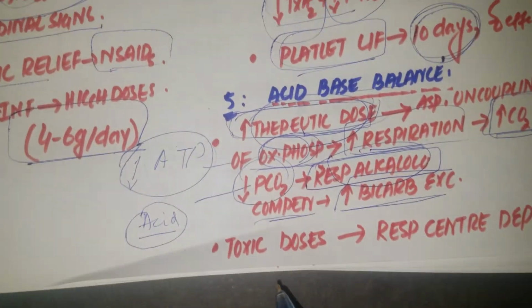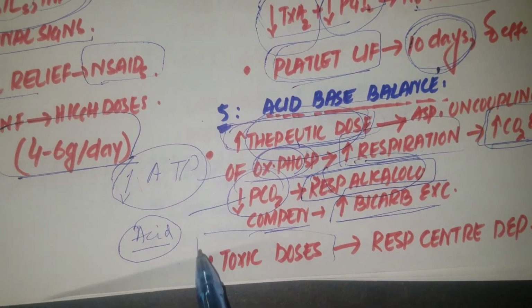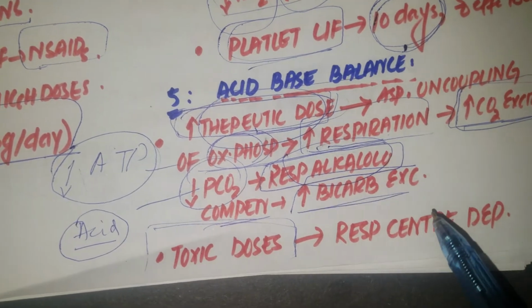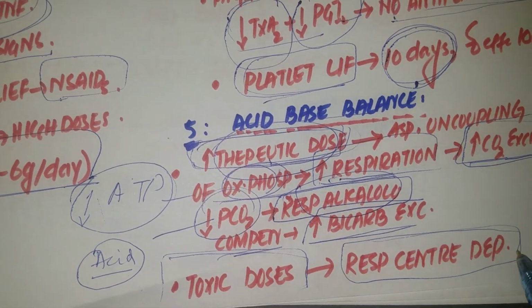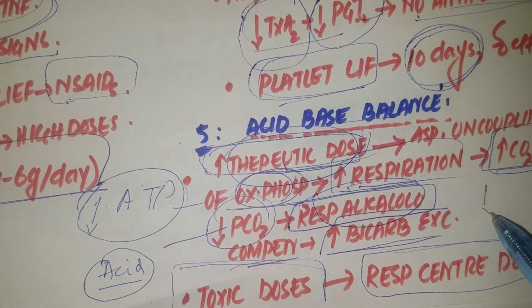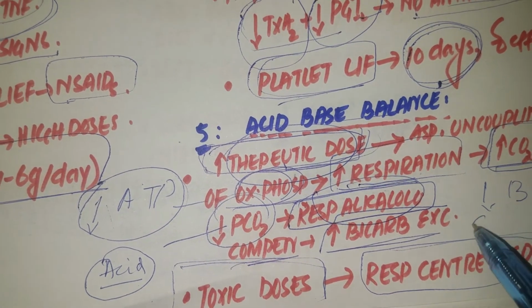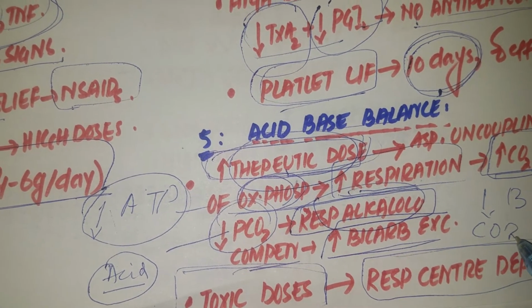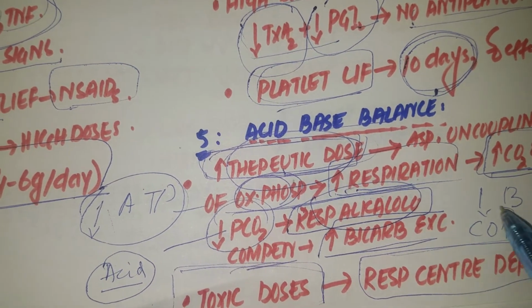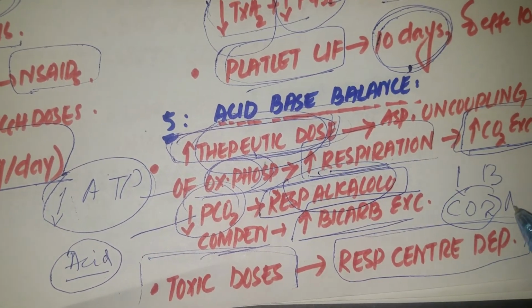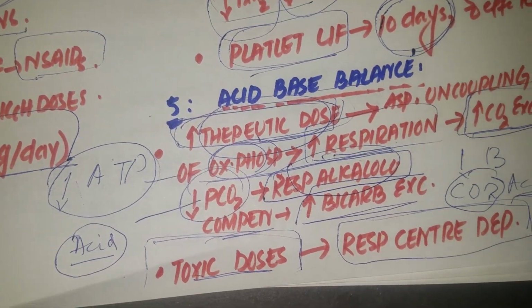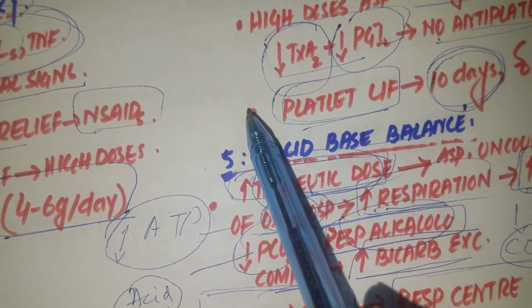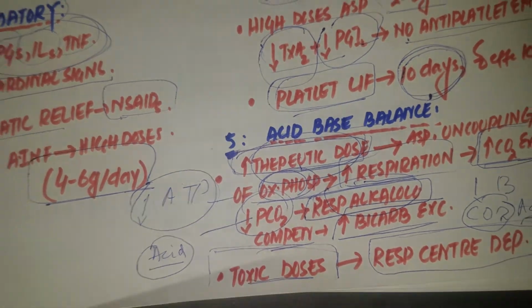But in higher doses, like the toxic doses, when aspirin is used, it causes respiratory center depression. And when the respiratory center is depressed, there will be a decreased breathing rate, so CO2 will accumulate. CO2 will accumulate and CO2 is acidic, so it will cause acidosis. So in toxic doses, aspirin causes acidosis, and in therapeutic doses, aspirin causes alkalosis.